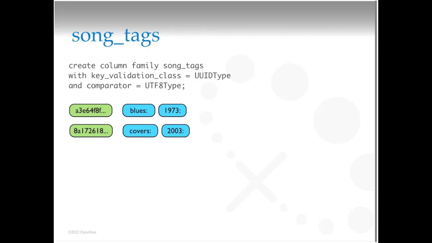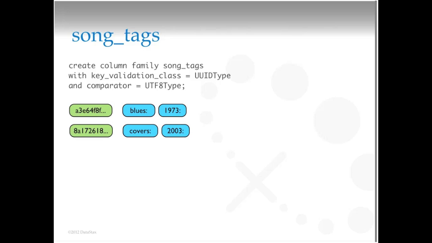We're going to have a song tags column family. We're going to give it a key validation class and a comparator. This is an example of what we used to call a dynamic column family. I don't have any column metadata specified because each of my cells here is going to have a name that's determined at runtime by whatever the application decides to insert. So my cell name and my column name at a user level are not going to correspond one-to-one anymore.